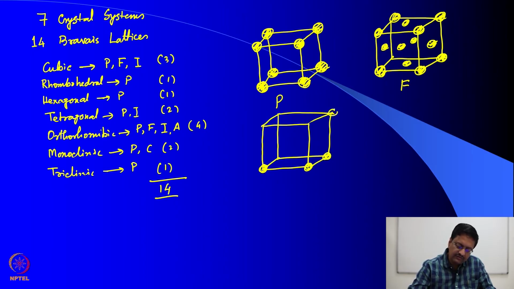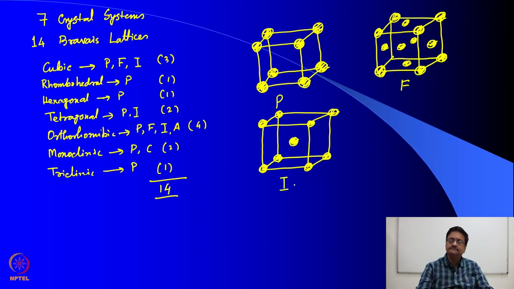Remember that when you say primitive, face-centered or body-centered, all the atoms that are related by centricity are all of the same type. So here all the atoms are of the same type. So this is the body-centered or I lattice.